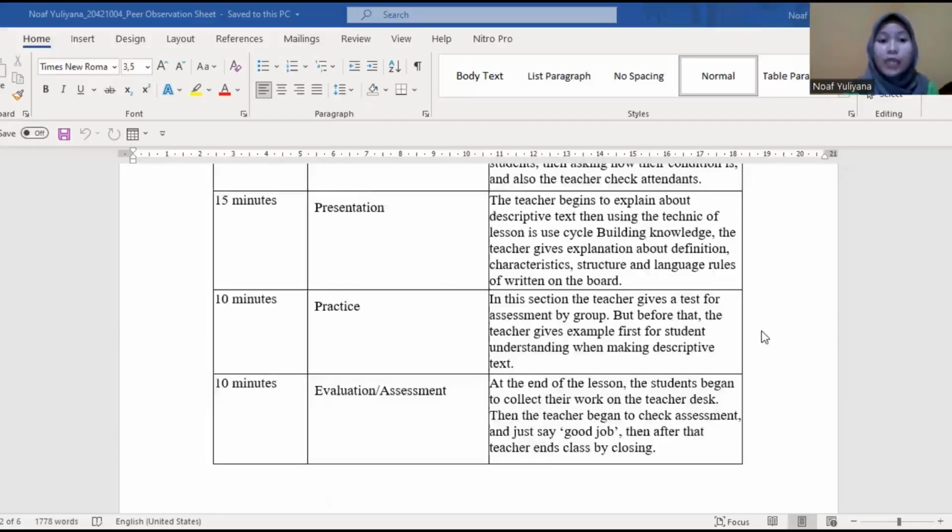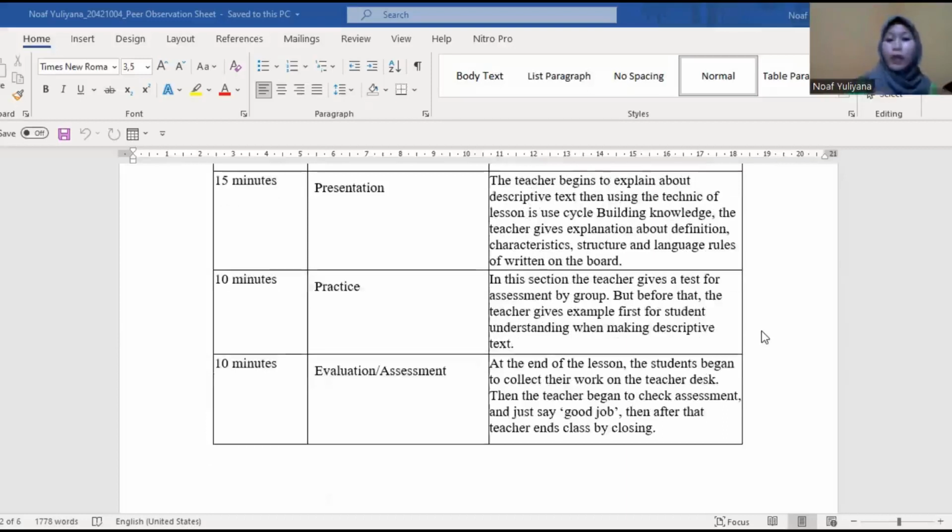And the third is 10 minutes in practice. In this section, the teacher gives a task for assessment by group. But before that, the teacher gives an example first for student understanding when making descriptive text.